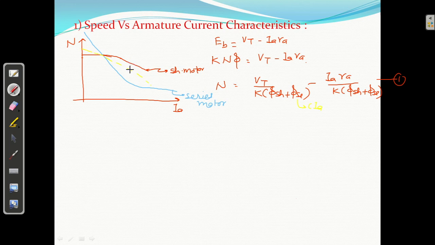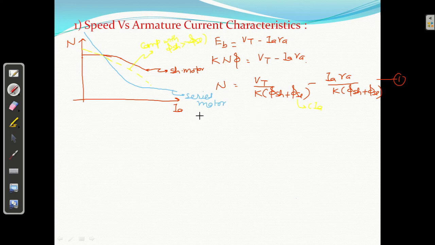ये किसकी कैरेक्टरिस्टिक है? येलो वाला, कंपाउंड मोटर with phi shunt stronger than phi series. Clear? So characteristic will be like a shunt motor, but initial speed will be more than the shunt motor, and drooping will be more. Clear? So this is the characteristic.